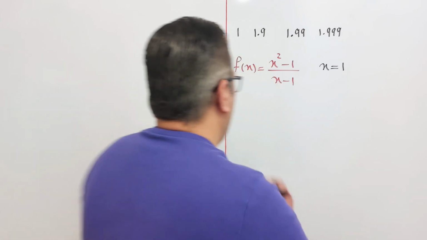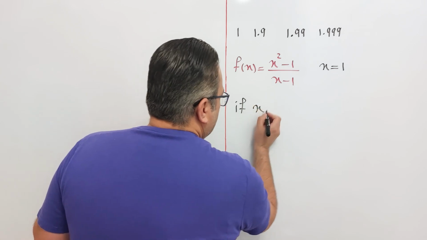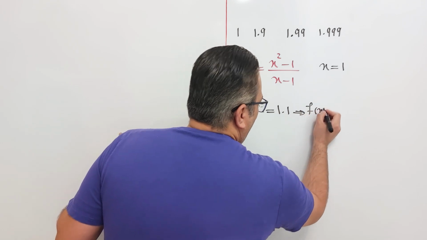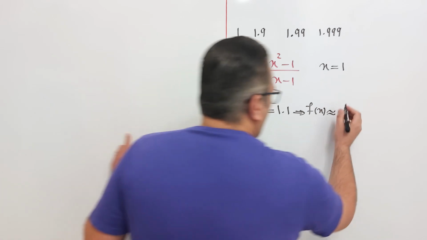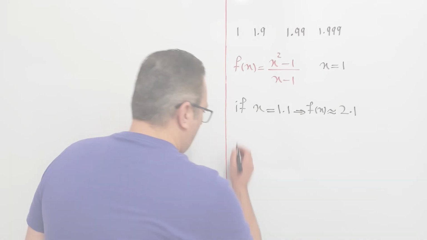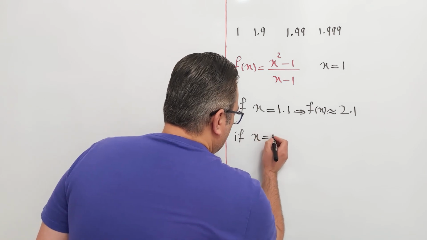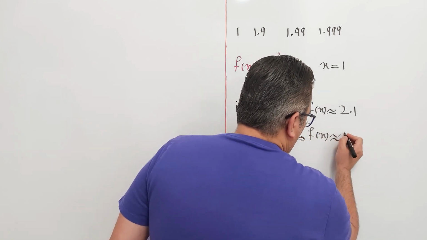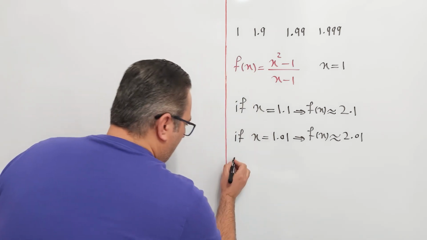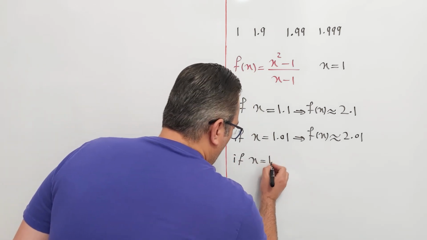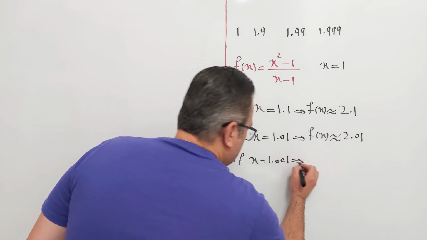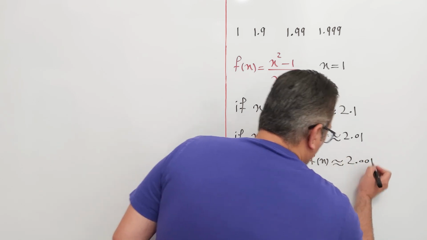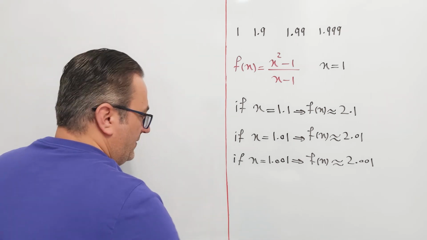For example, if x = 1.1, then f(x) is about 2.1, and if x = 1.01, then f(x) is about 2.01, and if x = 1.001, then f(x) is about 2.001.